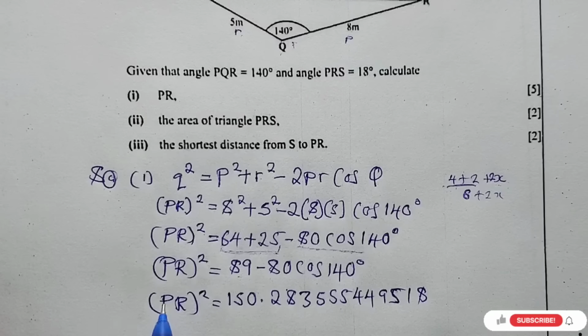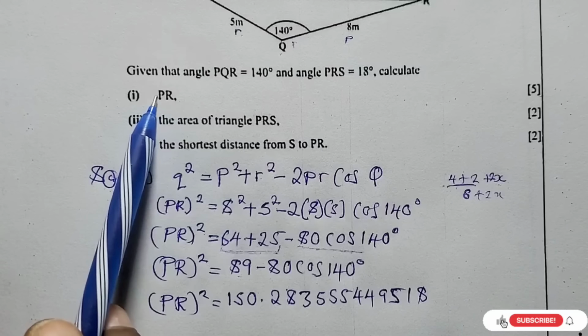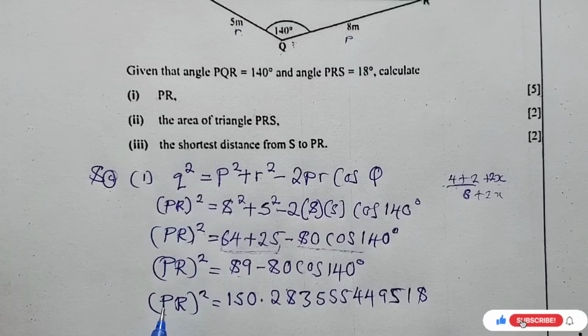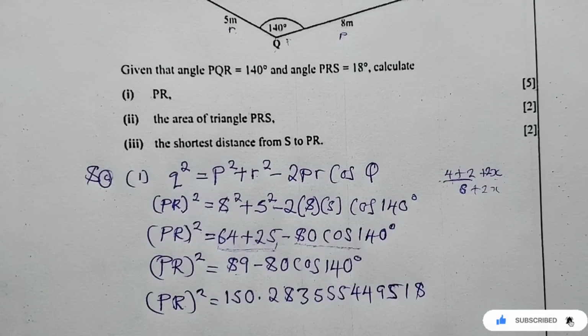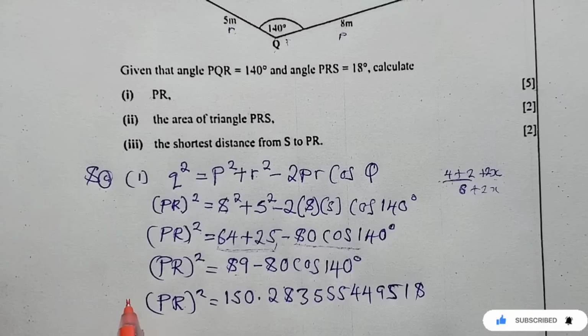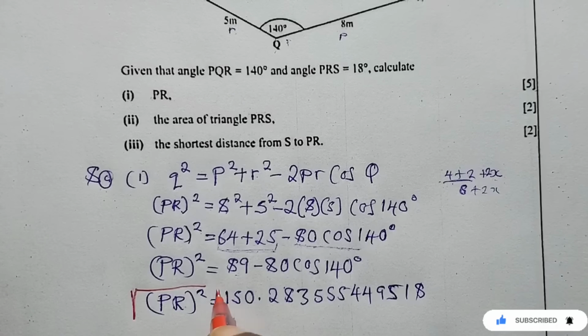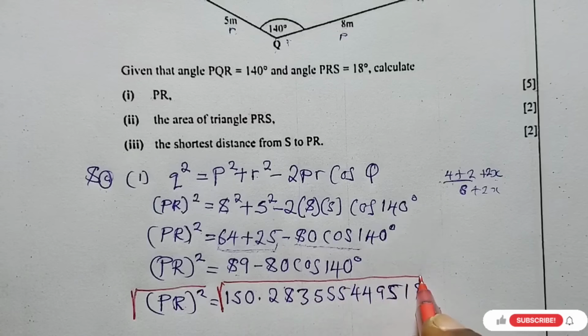Then you know that we are asked to find the distance PR. So this is PR squared. What you do is square root both sides, so we're going to take the square root of this and this one here.